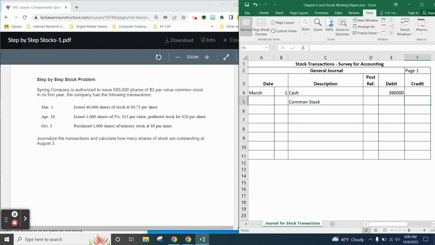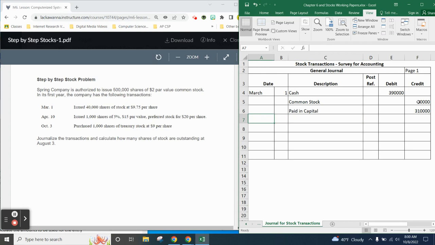So I'm going to come up here to my explanation: 500,000 shares of $2 par value. I'm going to take the 40,000 shares that we are giving them and multiply that times the $2 par value. Now we know that our debits and our credits always have to equal, and right now they do not. So I'm also going to credit an account called Paid in Capital. This account is used to keep track of how much of a profit, so to speak, that we make off of our stock. So I'm going to take the 390,000 and subtract the 80,000, and that's the number I'm using for my paid in capital.